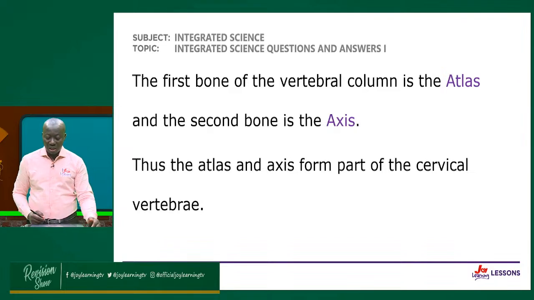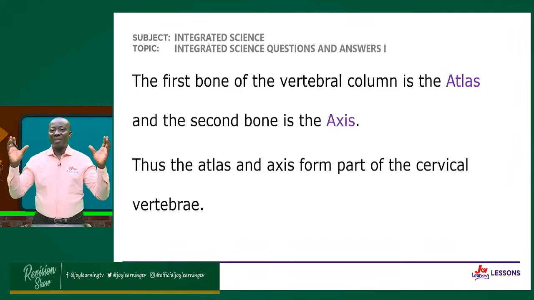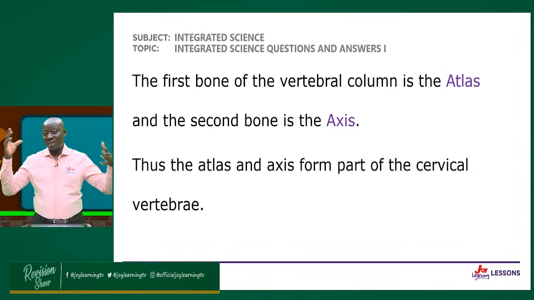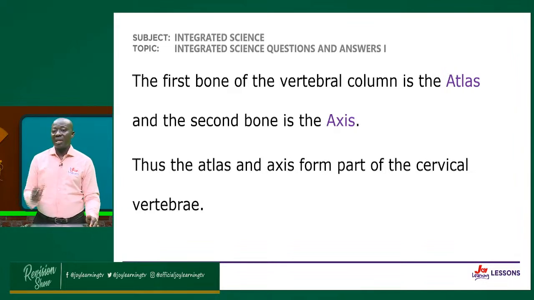Well, the first bone of the vertebral column is the atlas. The one that starts the vertebral column is called the atlas. So it is the atlas that carries the head. Atlas, I'm sure it rings a bell. Greek god, who carries it? It's believed that it carries the planet or the sun. So atlas is one of the strong bones doing that job. And the second one that comes after the atlas is called the axis. Thus, the atlas and the axis form part of the cervical vertebrae.